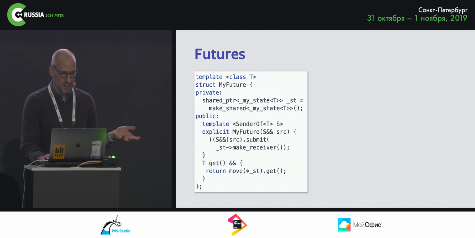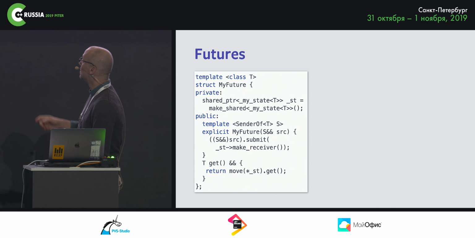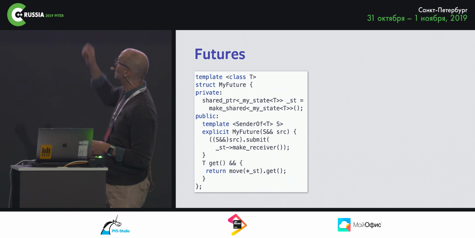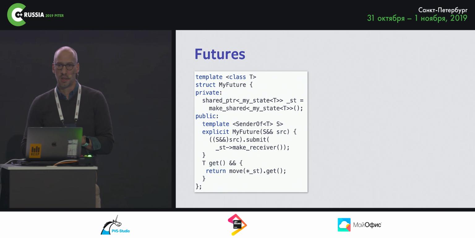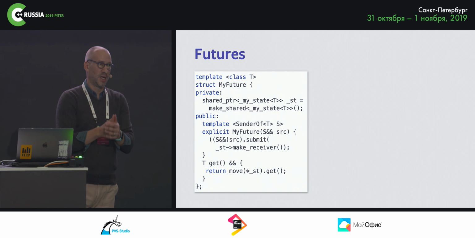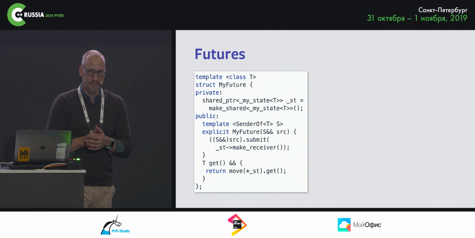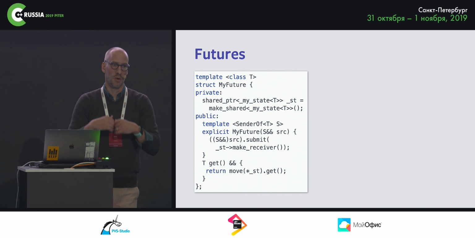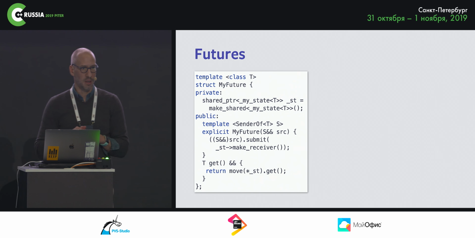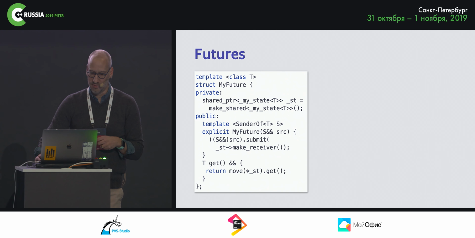So let's see what that code looks like. Let's create your own future type. The constructor of my future takes a sender. And in the constructor of this future, you have to launch this operation, because this is a handle to an eager operation. So launch this task. I have to pass it a receiver, so I have to gin up some sort of receiver for it. So create some shared state, and I use that state to create a receiver.